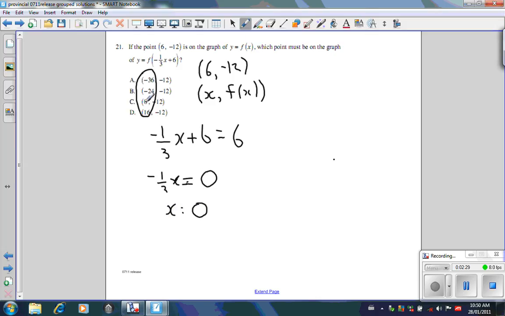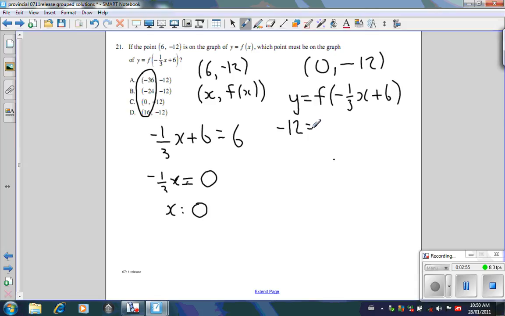And as you can see, c, that's an x value of 0. Let's just try it out. This is my point, 0, negative 12. Is that point on the graph? Well, y needs to be f of negative 1/3 x plus 6. The y value of negative 12 must be f of negative 1/3 x plus 0 plus 6.